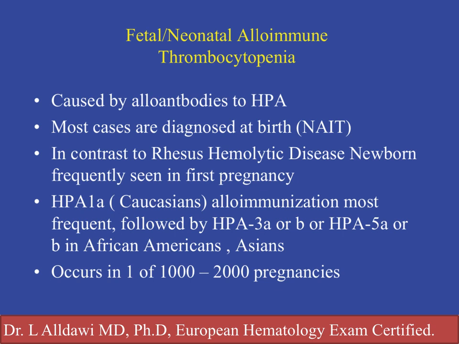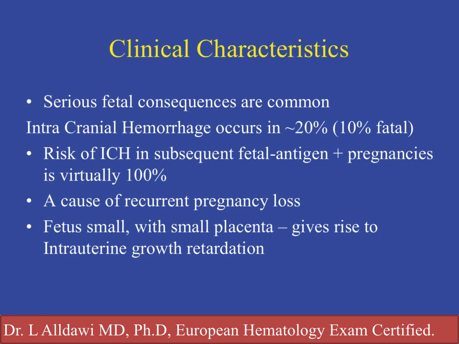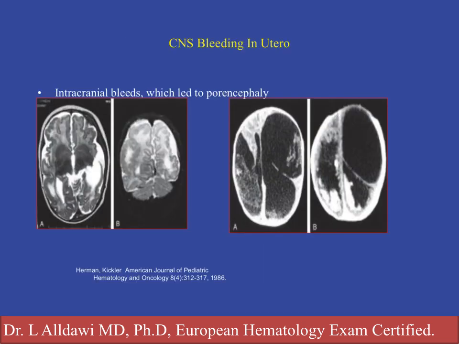Just to summarize, fetal or neonatal alloimmune thrombocytopenia is caused by alloantibodies to human platelet antigen. Most cases are diagnosed at birth, so they're called NAT rather than fetal alloimmune thrombocytopenia, and they can happen in the first pregnancy. The most common antigen is human platelet antigen 1A, and it occurs in about 1 in 1,000 to 2,000 pregnancies. The clinical characteristics might cause serious fetal consequences. Intracranial bleed can happen in up to 20% of cases, and 10% can be fatal. In subsequent pregnancies, the risk is almost 100%. If the fetus bleeds into the brain, they develop porencephalic cysts, which are quite detrimental to normal brain development.